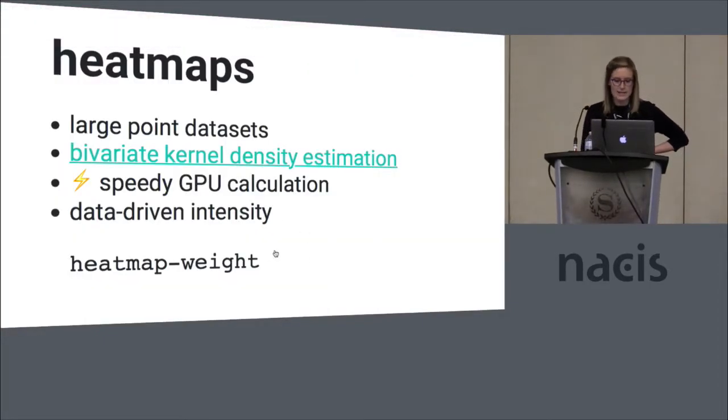I don't know why this is formatted weird, but you can use data-driven styling in this to add variable heat map weight to your features. So for example, if you were going to make an earthquake map, you could weight the heat map points by the magnitude of that earthquake.